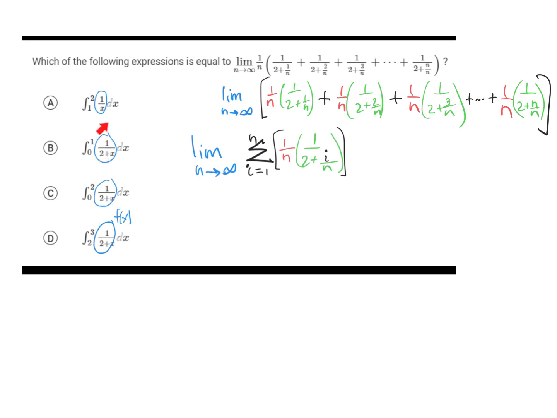Which one of these functions is being represented in this Riemann sum expression? And with what limits of integration? Remember that a Riemann sum is essentially a sum of areas of rectangles, and every rectangle's width is 1 over n, and every rectangle's height is the green expression, which is the y value from our function.